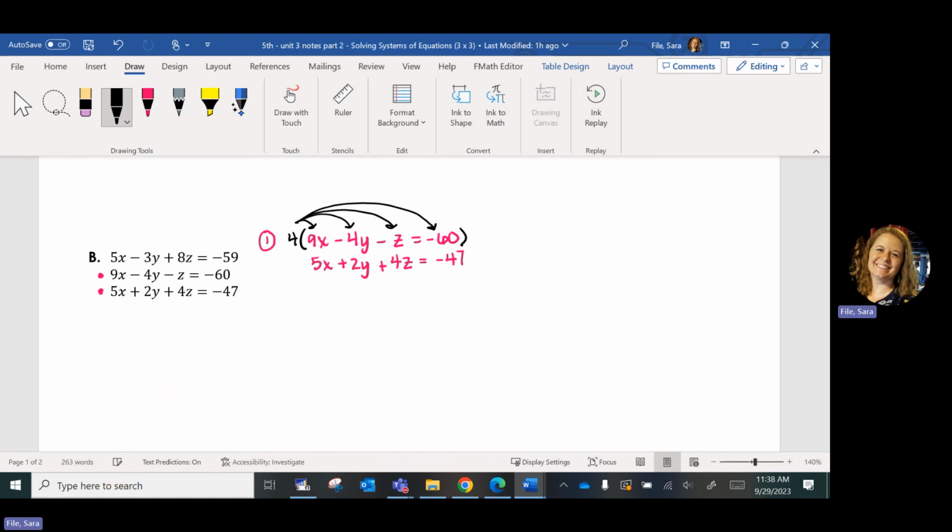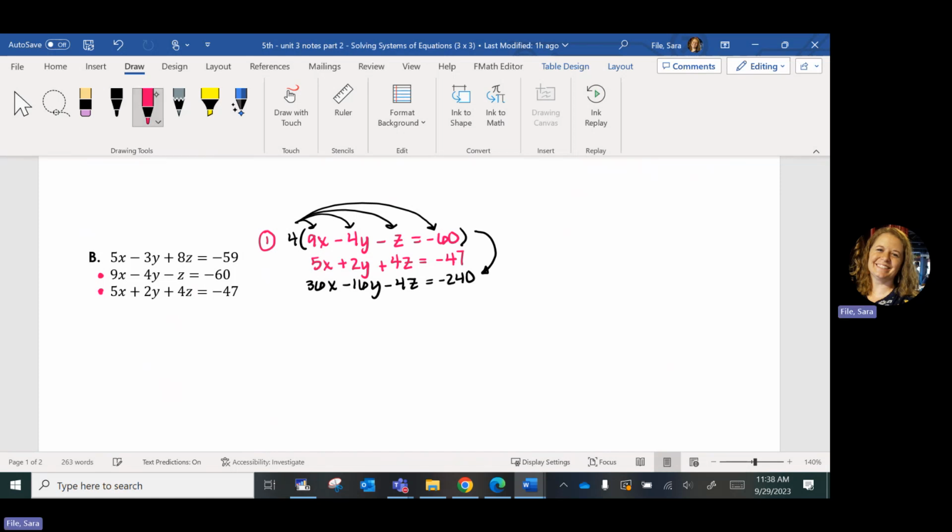So that's going to become 36x minus 16y minus 4z, and that would be minus 240. Okay, so I went from here to here. That's my new equation after multiplying by 4.